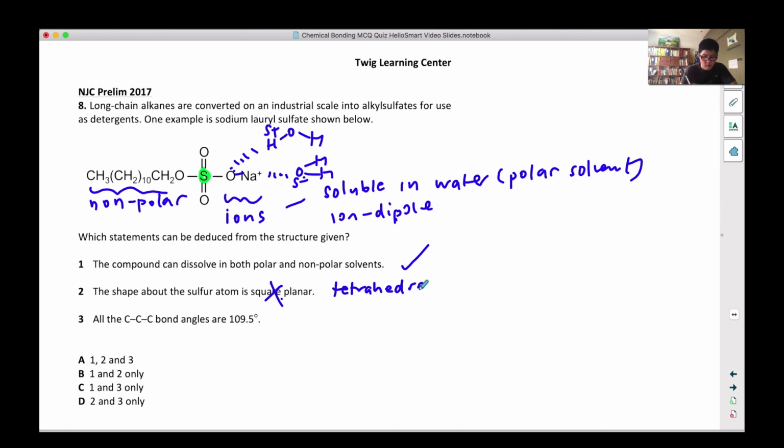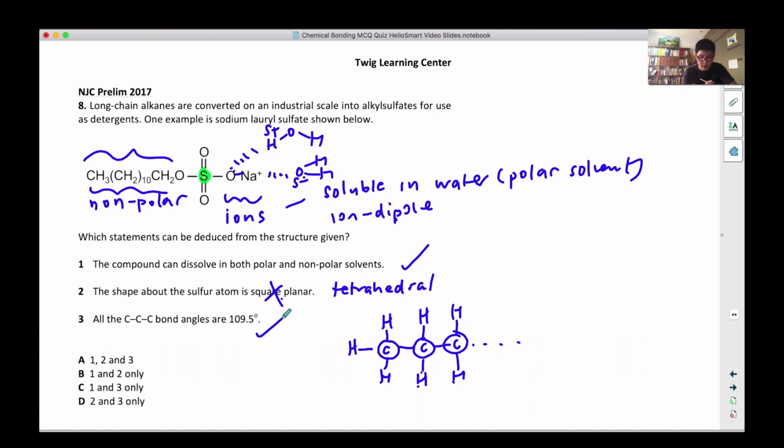All the carbon-carbon-carbon bond angles are 109.5. If you look at this whole portion, it looks like that: CH3, and then it's connected to CH2, but there are 10 of them, and you just continue. You notice all the carbons have 4 bond pairs around them, so again it's tetrahedral, and since it's tetrahedral, it'll be 109.5. So 3 is also correct. The answer is 1 and 3. This is going to be C.